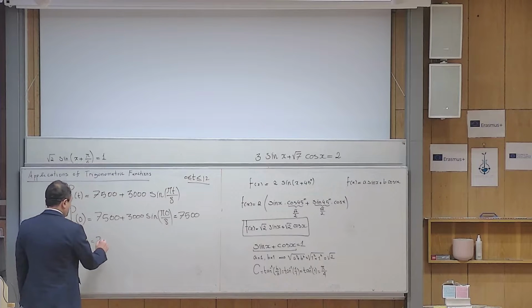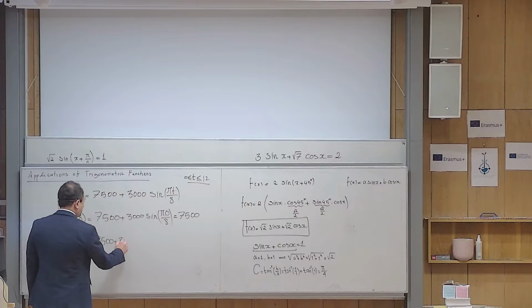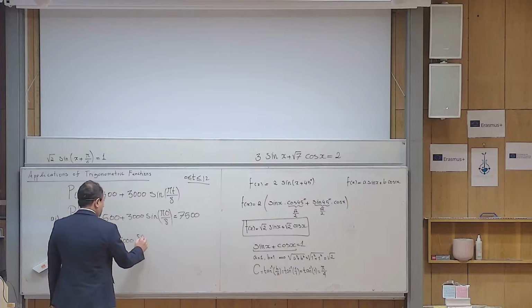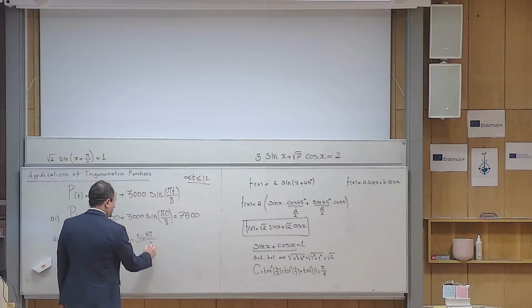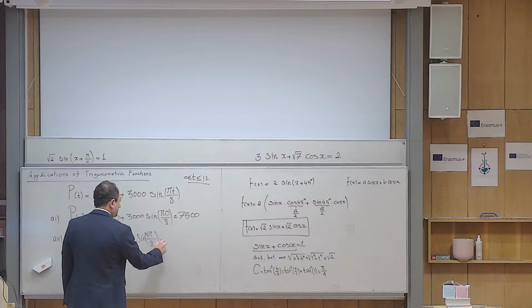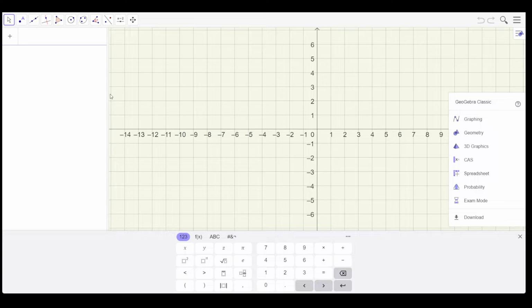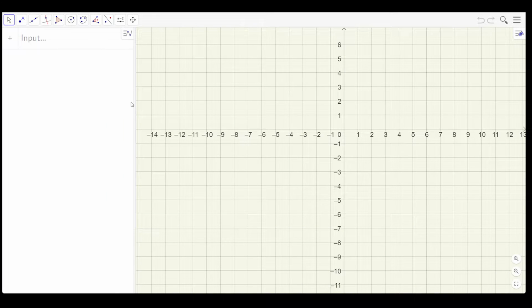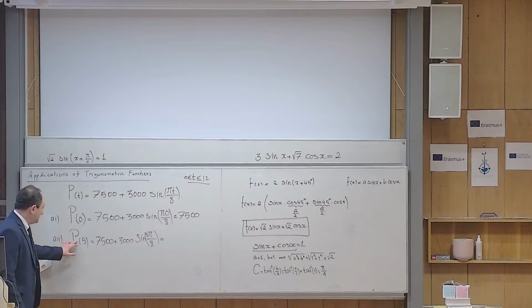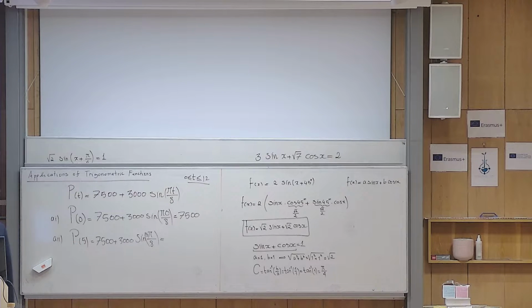So this becomes 7,500, and then 3,000, and then sine pi times 5. If you don't mind, let me write it in this way, 5 pi over 8. But this is something that I need to put in my GeoGebra. Okay, so let us just do that. So I go to GeoGebra, and because this is the number of populations, it is better to round it up to an integer, because 1.5 grasshopper doesn't make sense, of course. But let us just do this here.